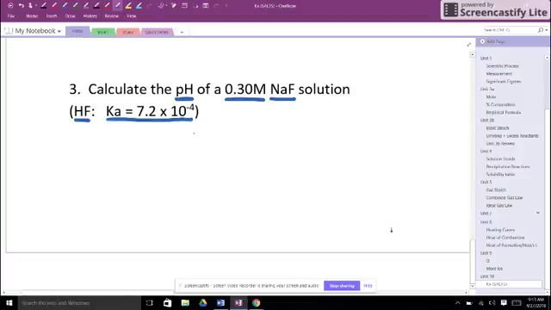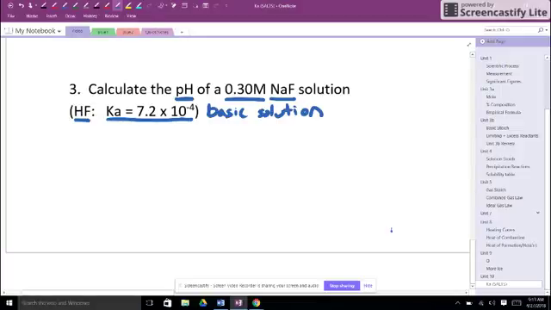And I told you a little trick here: if they give you a Ka, it means we're probably solving for a basic solution. So I'm just going to jot that down. That's my little hint. And how do I know this isn't just a straight weak acid, weak base problem? I have sodium fluoride, and that's not an acid we're used to seeing. It's not a base we're used to seeing. It's a salt. So when we have that positive ion with the negative ion, we have a salt here.